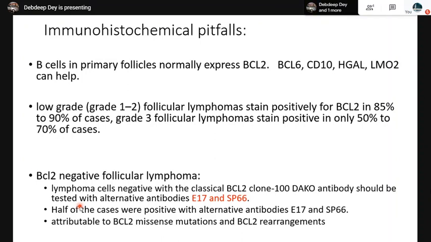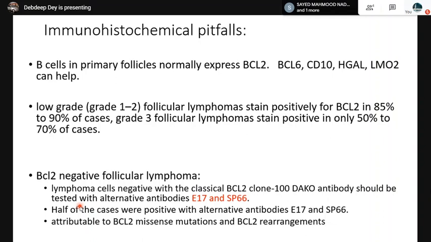Now, low-grade follicular lymphomas will stain positively for BCL2 in 85 to 90% of cases, while the high-grade follicular lymphomas will stain positive for BCL2 in 50 to 70% of the cases. So as you can see, there's 15 to 30% of cases of follicular lymphoma which will be negative for BCL2. And there, your morphological assessment should be the key. Because even with a negative BCL2, if you morphologically think this is a follicular lymphoma, you should raise the suspicion.